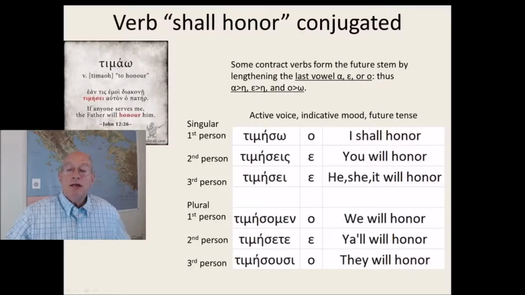Okay, now let's look at it in the future. And what happens here is the stem ending, which is an alpha, becomes an eta, which is a longer sound. You add the sigma, and then you add the appropriate active voice indicative mood present tense endings. And this is to create the future. And here it is, I shall honor, etc. Timeso, timeses, timese, timesomen, timesete, timesosi.